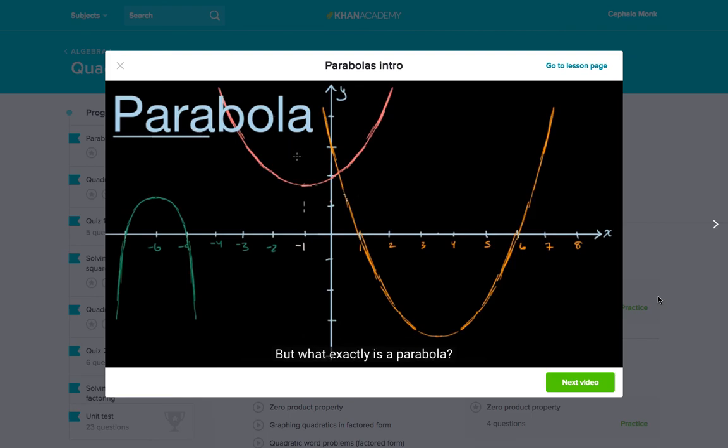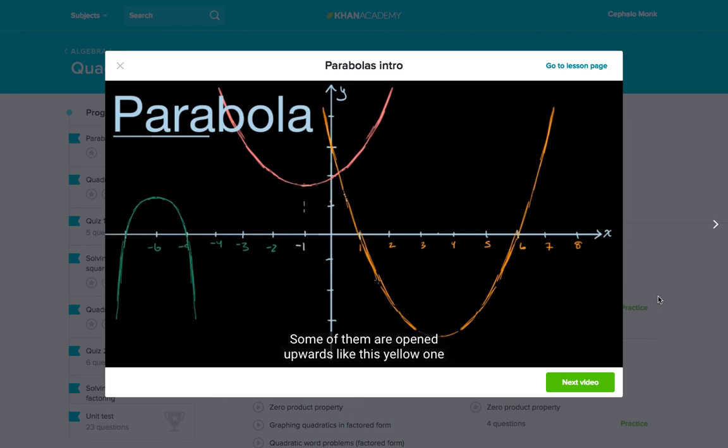But what exactly is a parabola? In future videos, we're going to describe it a little bit more algebraically. In this one, we just want to get a sense for what parabolas look like and introduce ourselves to some terminology around a parabola. So these three curves, they are all hand-drawn versions of a parabola. And so you immediately notice some interesting things about them.